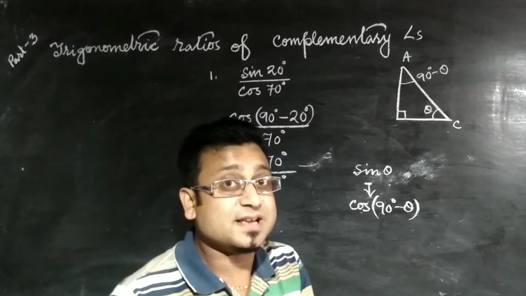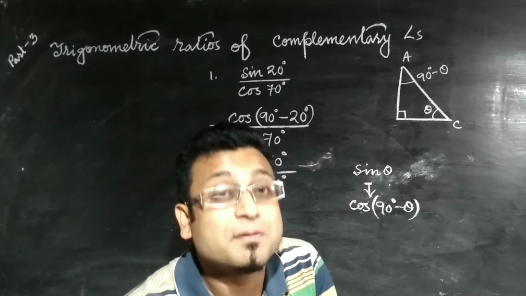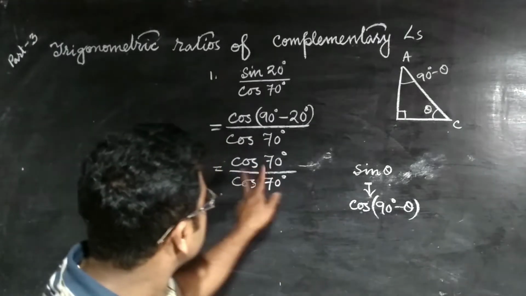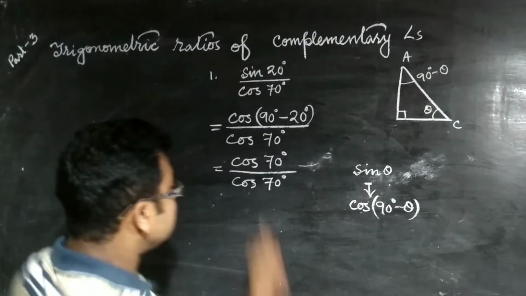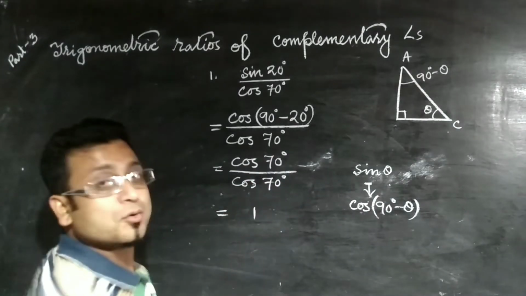Now you must be thinking, what is the value of cos 70? Arre baba, no need to remember cos 70. Cos 70, whatever may be the value, this value and this value will be same. So they are going to cancel and you are going to get 1.